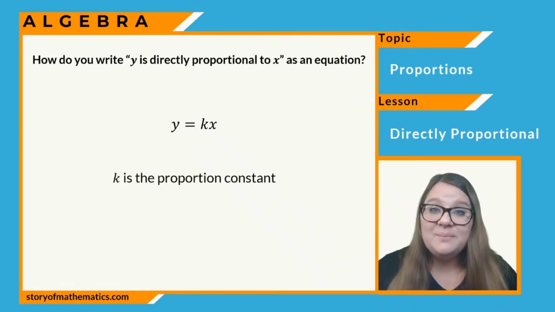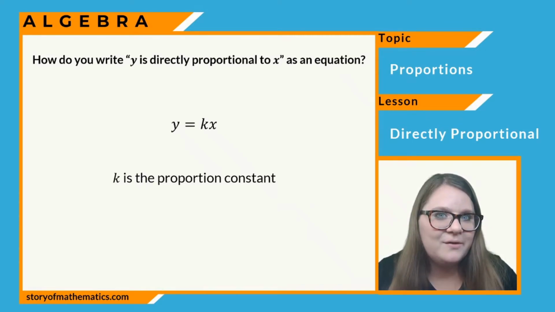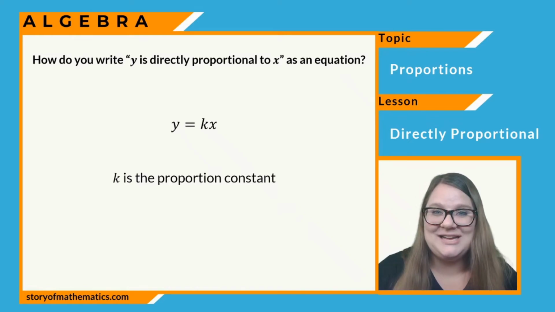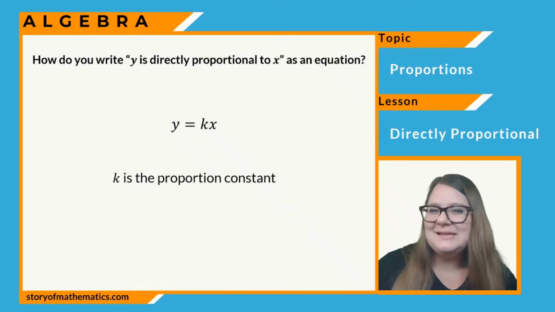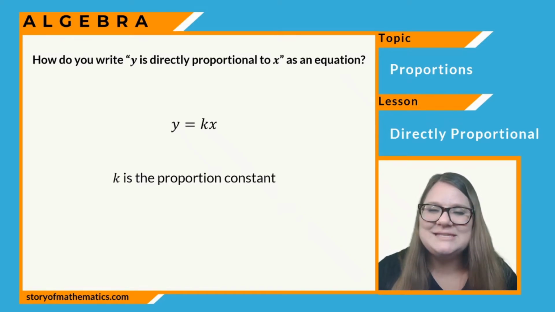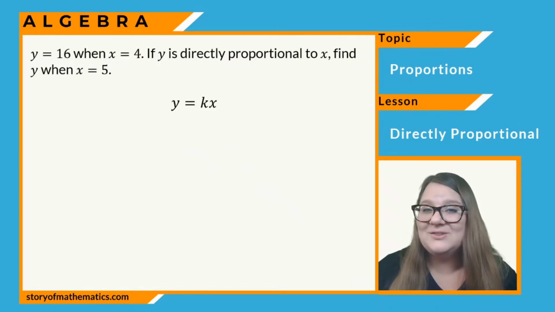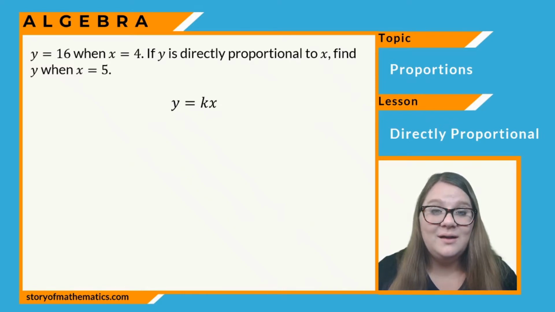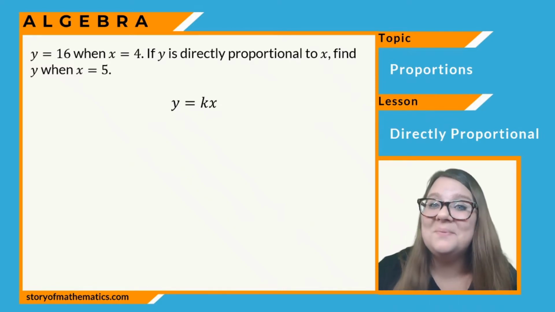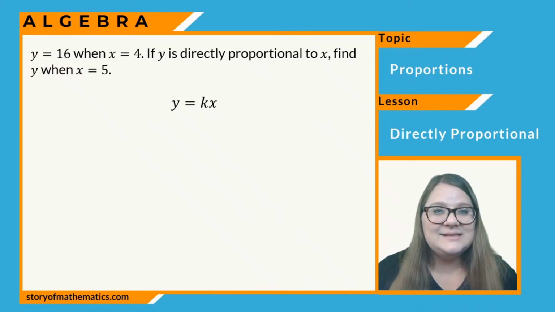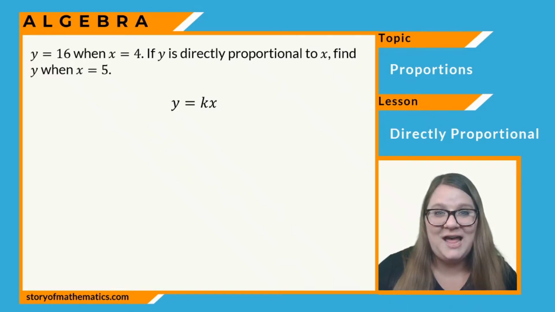Now, when I say proportion constant, I mean that once you know what k is, it will stay that value no matter how x and y change. So let's see if we can use this equation to help us solve a problem. I'm going to tell you that y equals 16 when x equals 4, that y is directly proportional to x, and I want to hopefully find what y is when x equals 5.